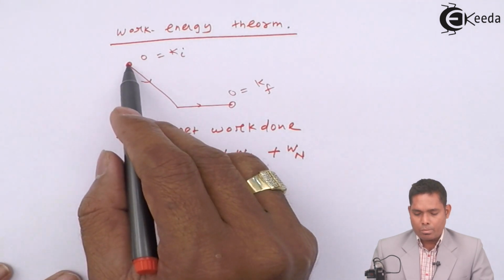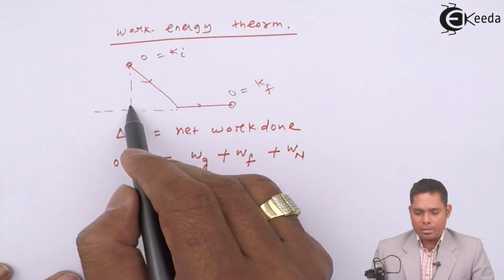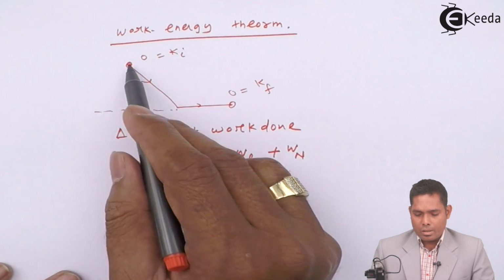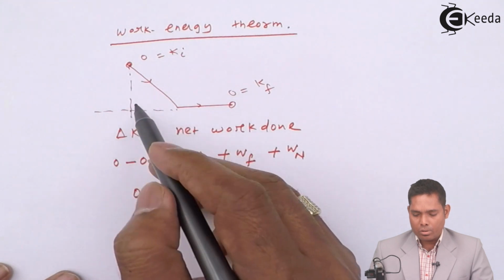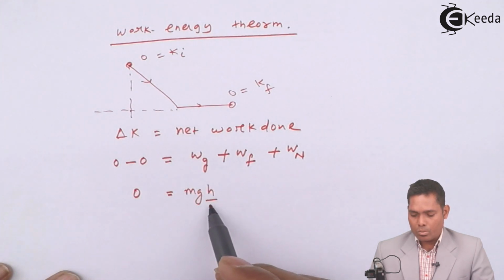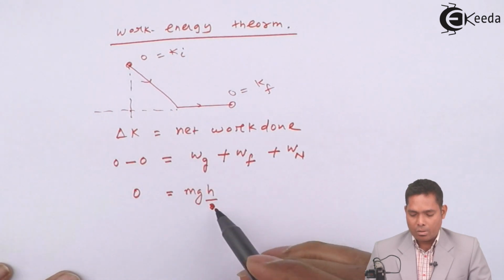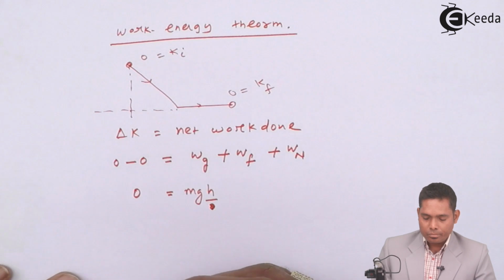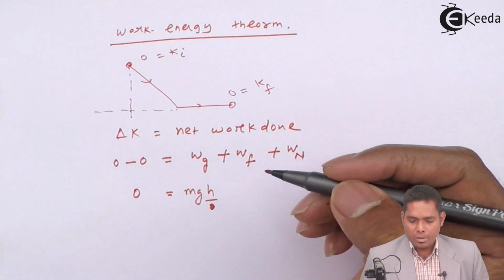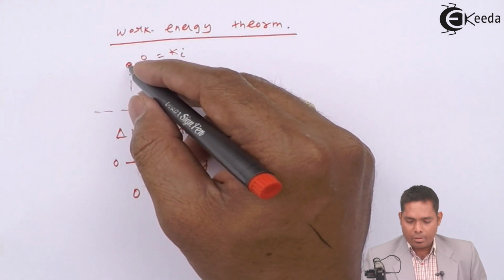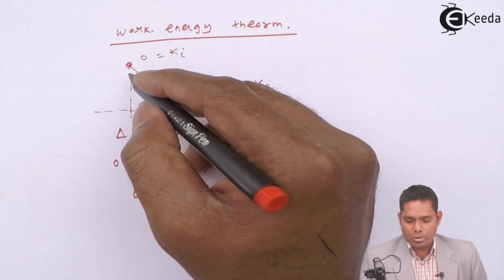When the body moves from here to here, the gravitational force is independent of the path, it depends on the height. So the body is coming down, gravitational force is also in this direction, so that is again mgh by 2. The loss is mgh, the work done is mgh. This is how you find the work done, because this vertical height is what is important. So this vertical height h, when the body comes from here to here, the work done by the gravitational force is mgh.